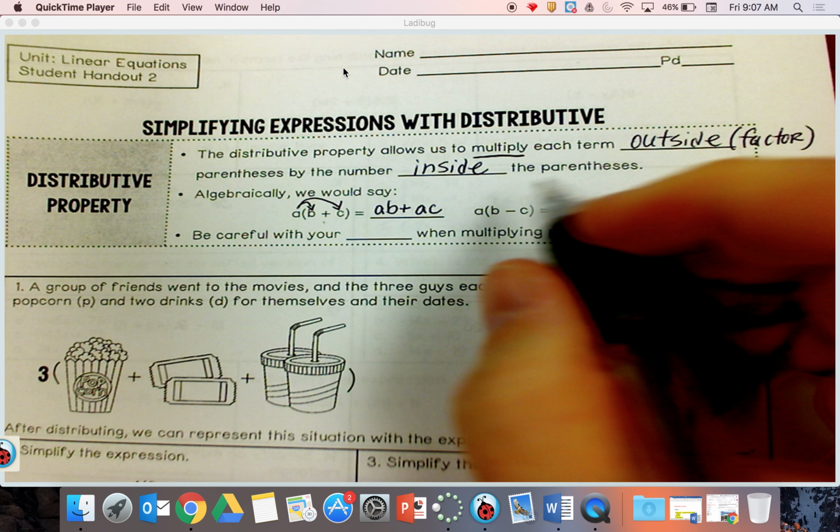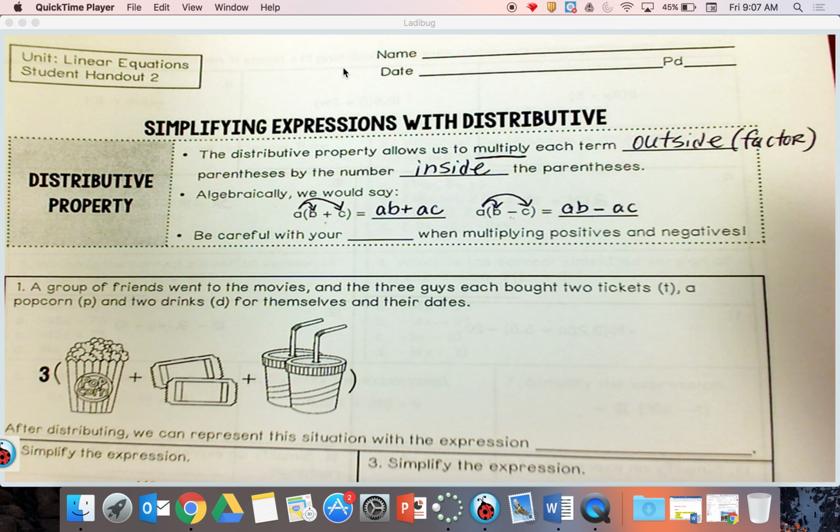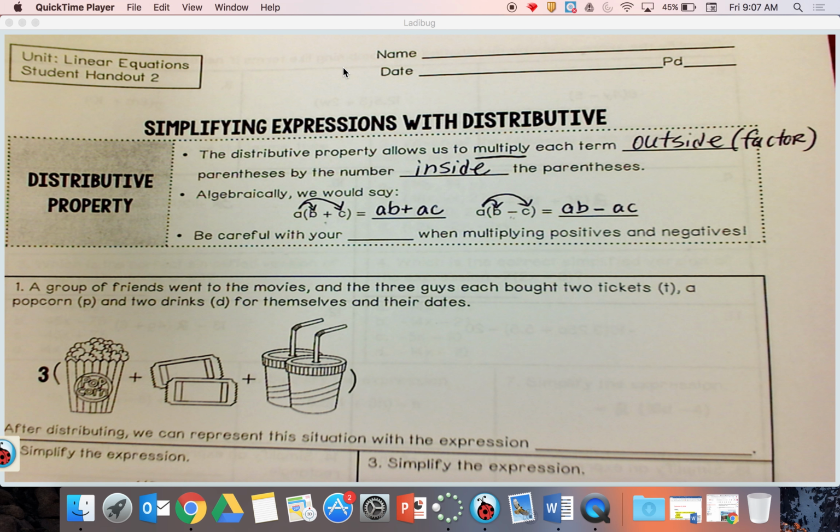Now if you have a minus in between here, it's going to be the same thing. The A will go to the B by multiplying, and the A will go to the C by multiplying also. And how do we simplify it? We're going to simplify it by subtraction in this case, because that's what's separating our two terms in our parentheses. But we have to be careful about the term on the outside and the terms on the inside, because when we multiply by positives and negatives, we have to be careful about what our signs are. We will get into those and see what we're talking about.